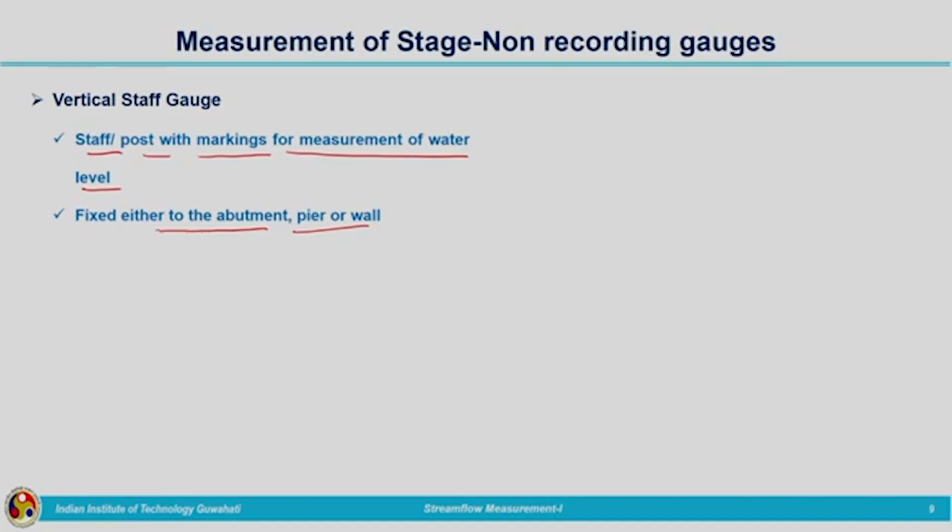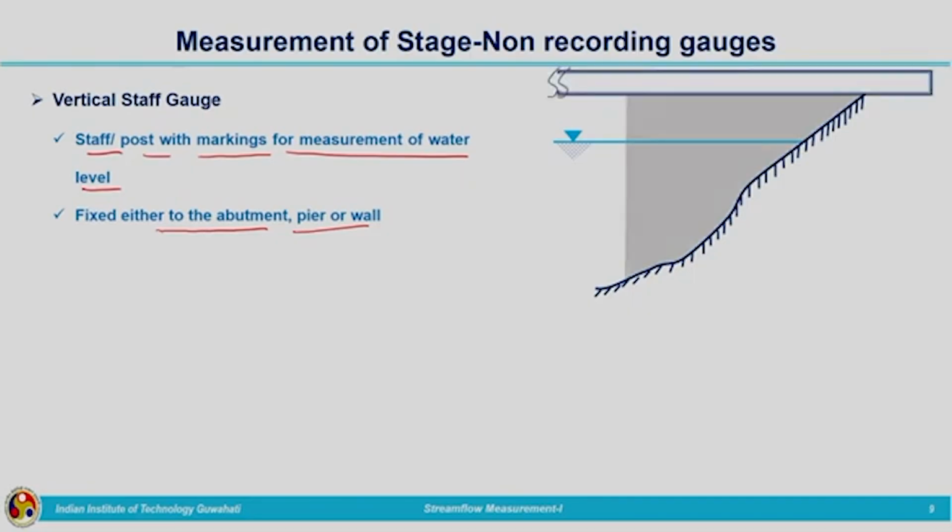To the wall of that particular structure or pier, it will be attached. The staff will be attached. We can see it by means of a schematic diagram. This is the riverbed and the water surface elevation is up to this, marked by this blue line. And we have the hydraulic structure, the bridge. This represents the bridge deck slab, and this is the abutment of the bridge.